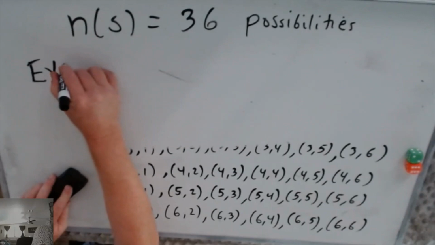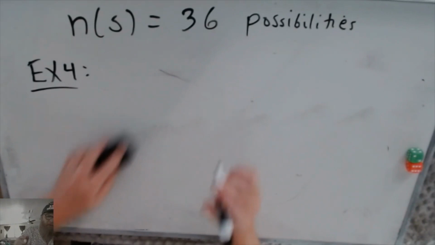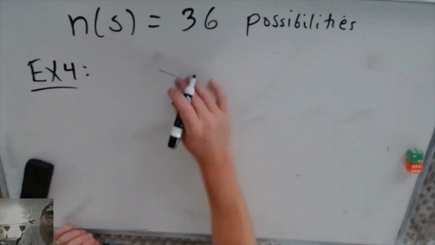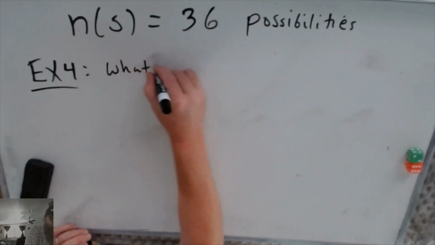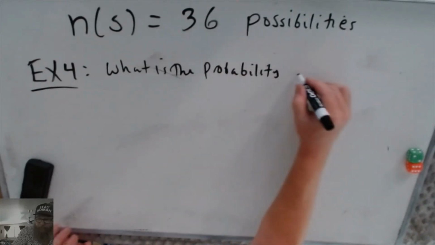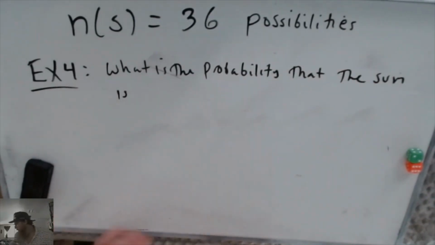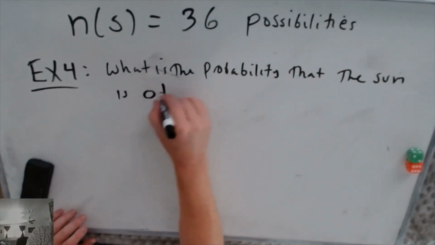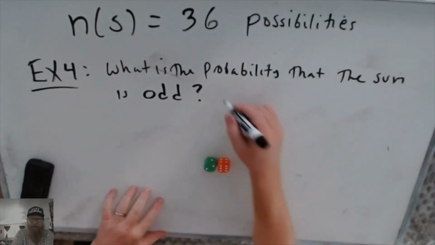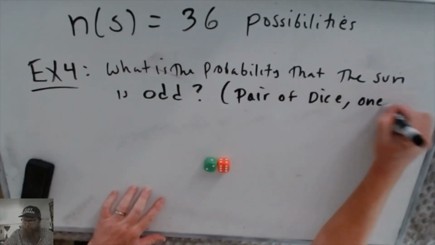So example 4. What is the probability that the sum is odd? And again, 2 dice, a pair of dice. 1 throw.